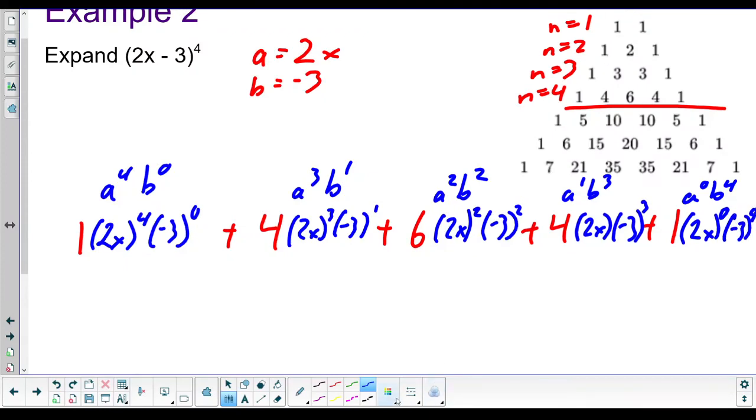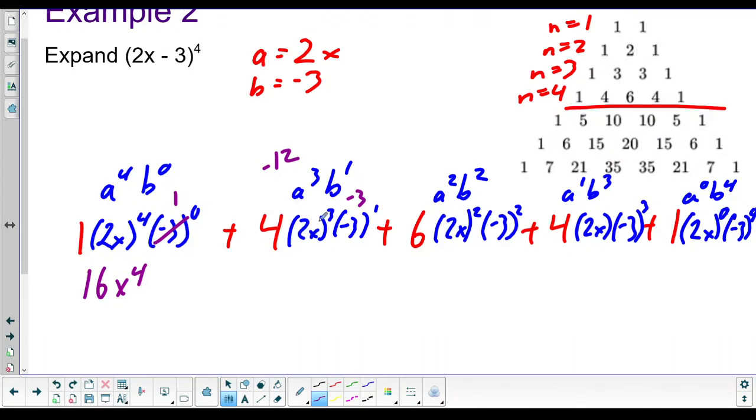There we go. Now we just simplify these. So negative 3 to the power of 0, that's 1. So 1 times 1 is 1. So we just need to do 2x to the 4th power. So that's 2x times 2x times 2x times 2x, 4 times. So 2 to the 4th power is 16. X to the 4th power is x to the 4th power. There's our first term. All right. Negative 3 to the 1st power is negative 3. 4 times negative 3 is negative 12.